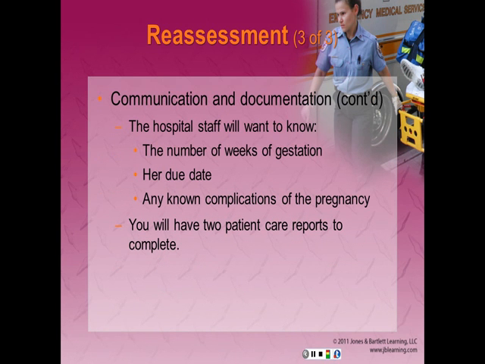For a pregnant patient with a complaint unrelated to childbirth, be sure to include the pregnancy status of the patient in your radio report. The hospital staff will want to know the number of weeks gestation, her due date, and any known complications of pregnancy, and know that you will have 2 patient care reports to complete, mom and baby.